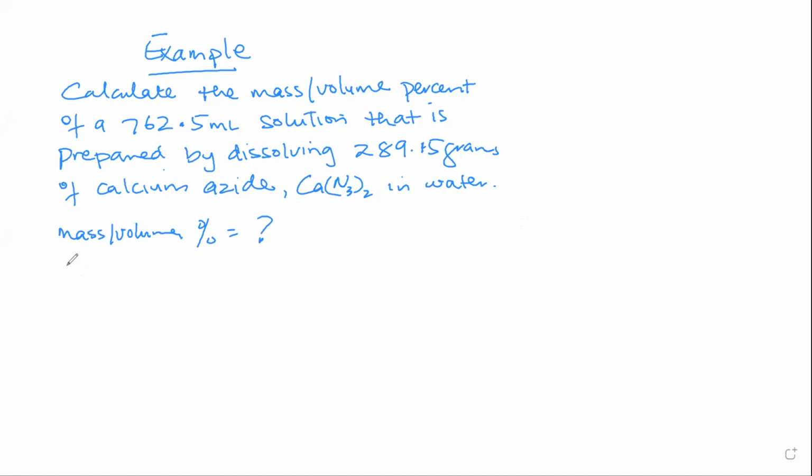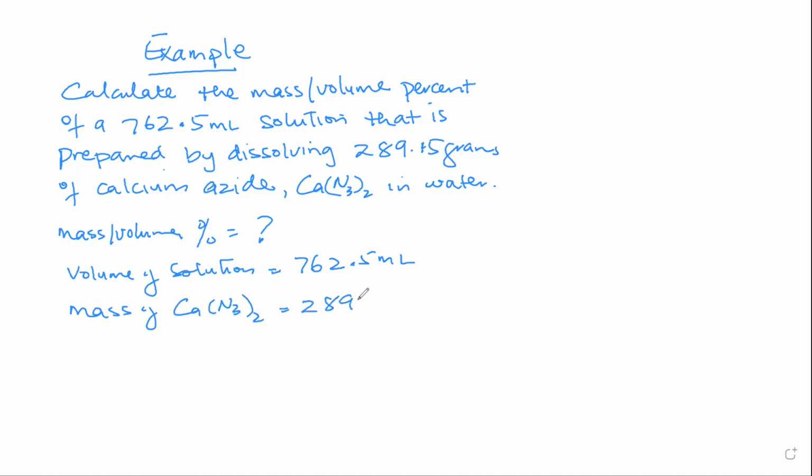So the volume of solution is 762.5 milliliter, prepared by dissolving 289.15 grams of calcium azide. So that is the mass of solute, which is calcium azide, 289.15 grams. Okay.